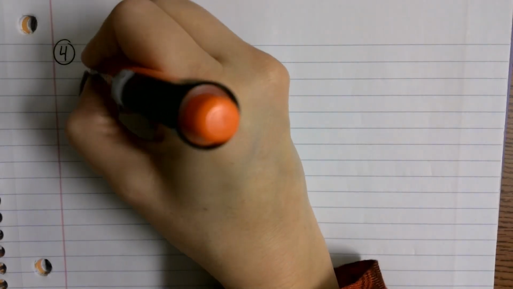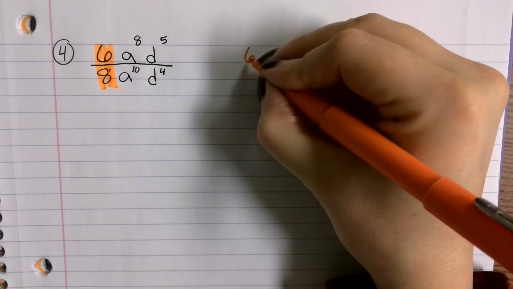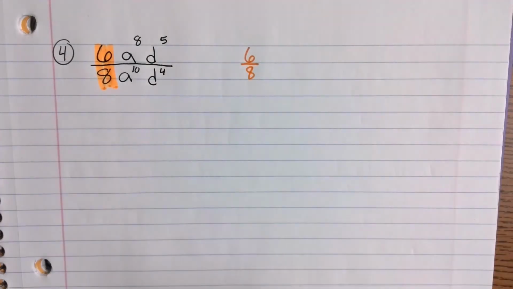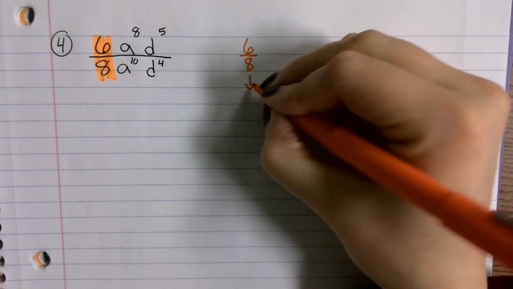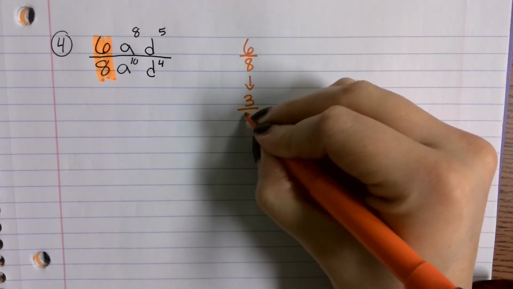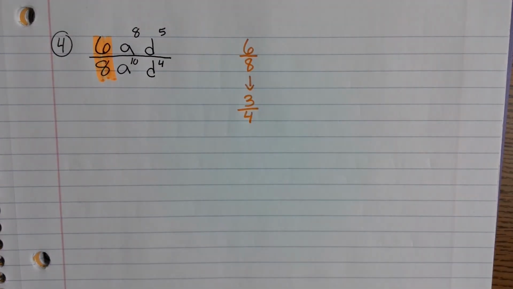So let's start here. Are these the same bases? No, these are not the same bases. So we have 6 over 8. Can I simplify that to a whole number? No, but it is able to be simplified, isn't it? 6 over 8 can simplify to what? 3 over 4. We're not going to do decimal forms. We're going to leave them in fraction form for a specific reason, and you'll understand in just a moment.